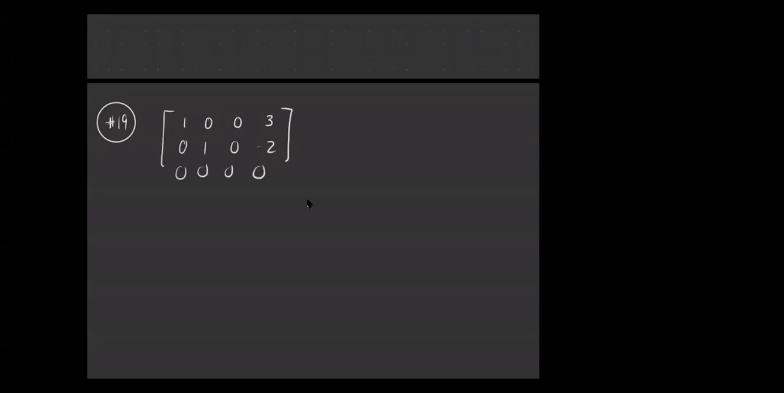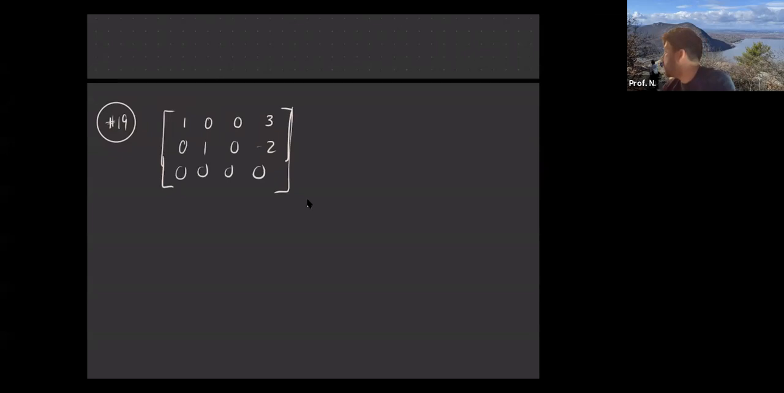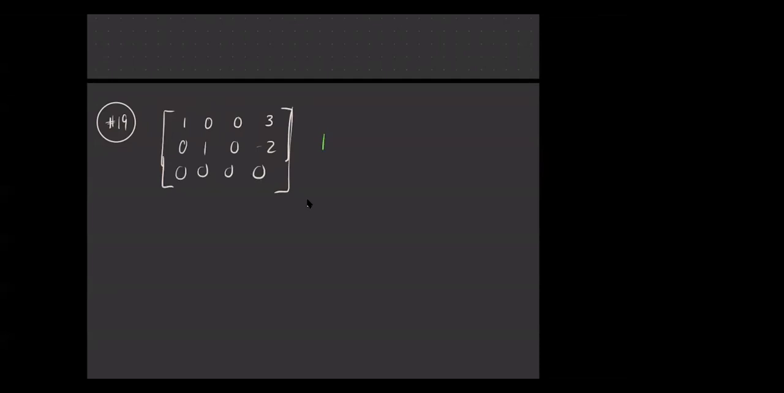Okay, so what kind of form is this? Reduced row echelon form. This is definitely reduced, because I have the ones here and zeros everywhere else, and the bottom row is all zeros. So that's true for the first one.